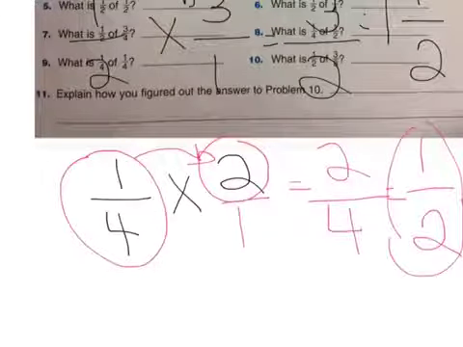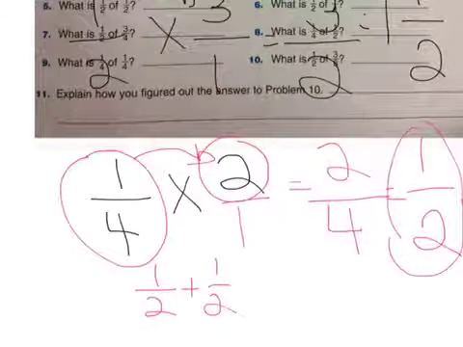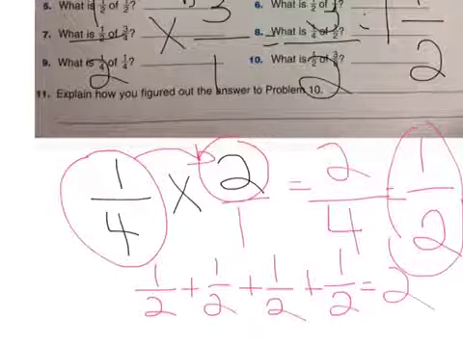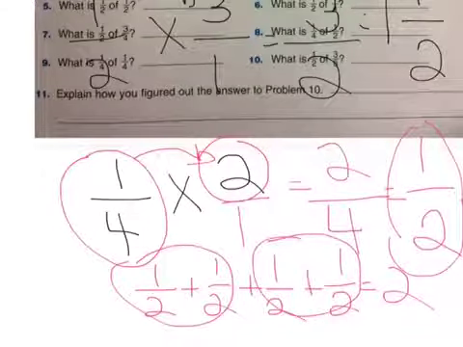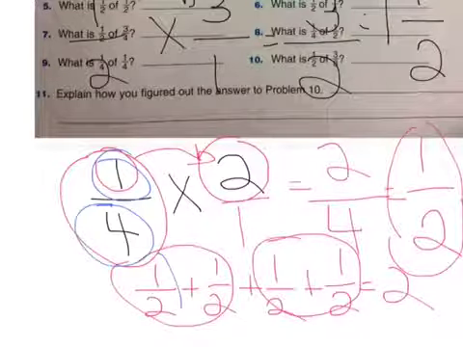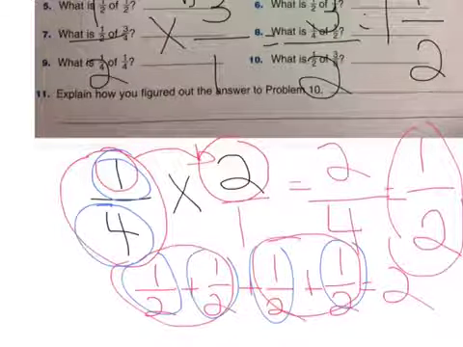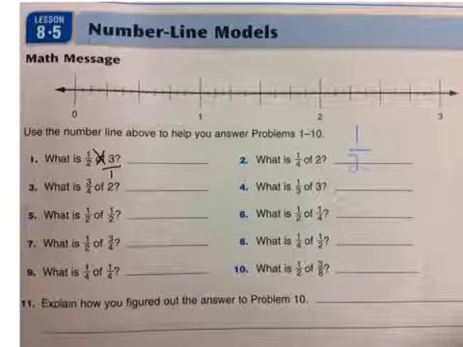Is that true? Let's see. What's a half plus a half? 1, right? Plus a half? 1.5. Plus a half? It equals 2. Right? Here we have 1, and here we have 2. See? So 1/4, we're saying 1 of 4. 1, 2, 3, 4. Okay? 1 of 4 is a half. So 1/4 of 2 is a half.